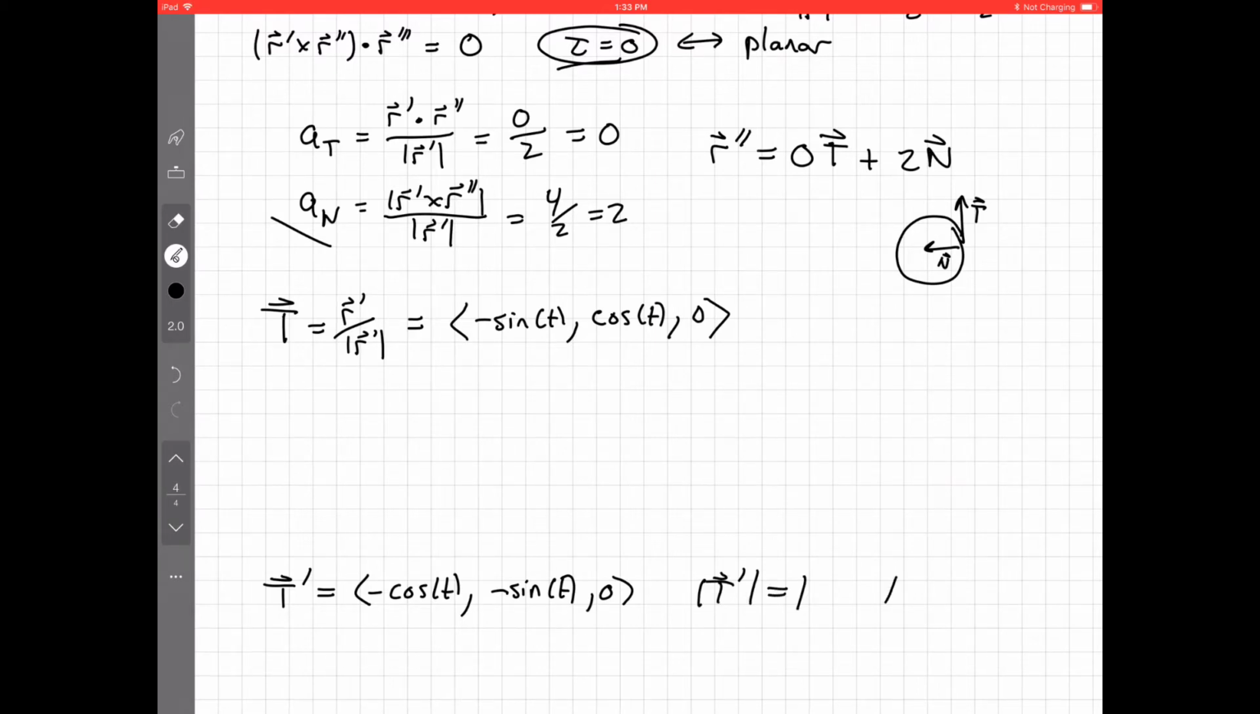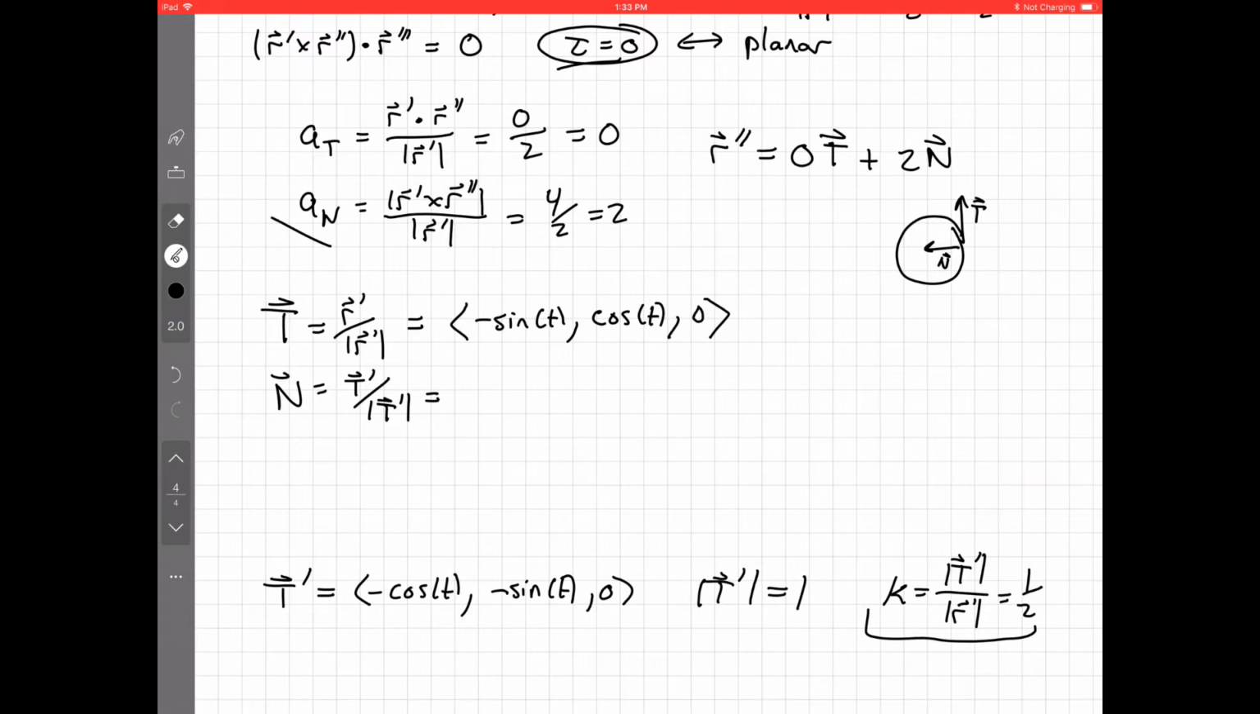By the way, there's a confirmation for curvature. The length of t prime over the length of r prime is 1/2. If we were asked to compute curvature for a circle, this is probably the easiest way to get at it with this formula, but it doesn't really matter. Okay, we got at it a different way.